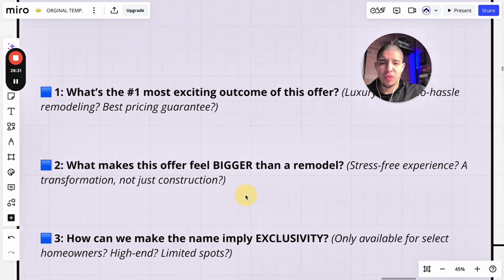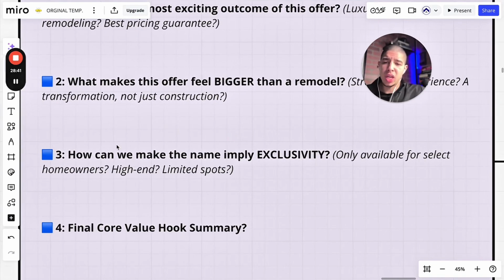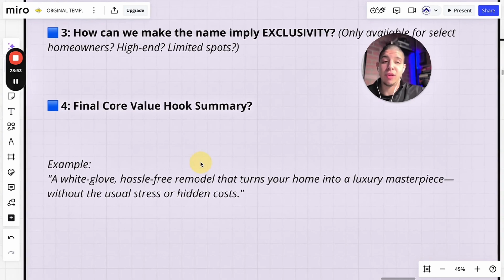What makes this offer feel bigger than a remodel? Stress-free experience, a transformation, not just a construction, right? Not a construction, but a consultation, a transformation. Number 3, how can we make the name imply exclusivity? Only available for select homeowners, high-end limited spots. You've got to have, again, my phrase, big balls to actually market that way.